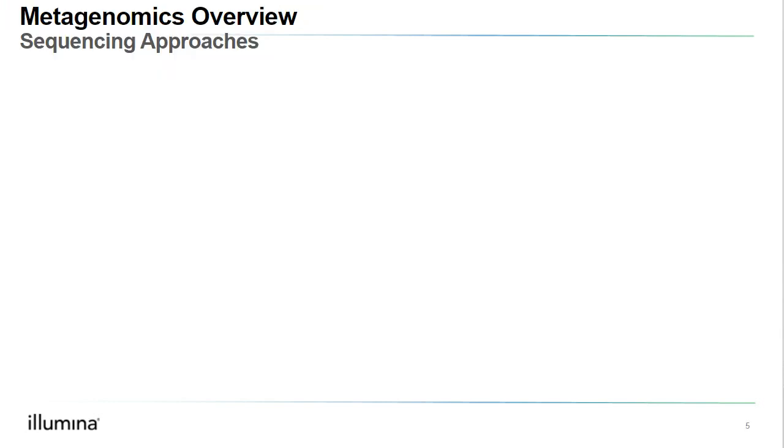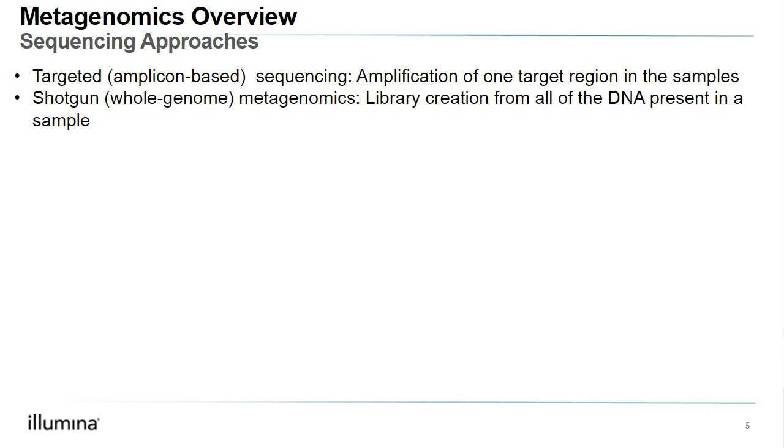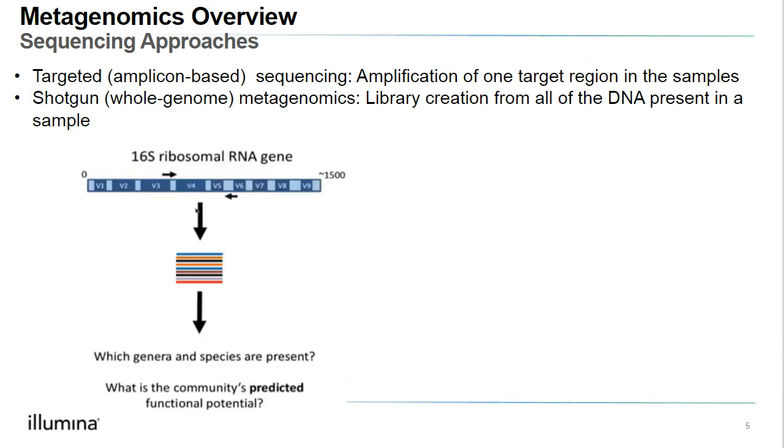To determine the identity and abundance of microbiomes in a defined sample, there are two sequencing approaches that I want to talk about today. The first one is the targeted or amplicon-based sequencing. And the second one is shotgun metagenomics or whole genome sequencing. The amplicon sequencing relies on PCR amplification and sequencing of marker genes. For example, the 16S ribosomal RNA gene to analyze the presence of archaea and bacteria, or you can use internal transcribed spacer, ITS, to characterize the fungal community.